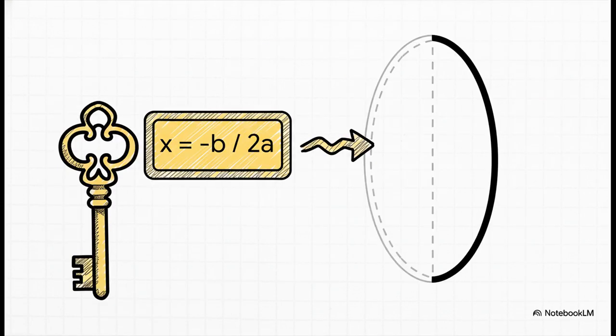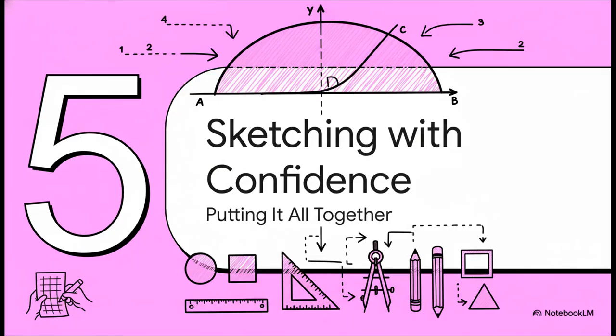And here it is. This little thing is the key that unlocks the whole graph. The equation for the axis of symmetry is x equals negative b divided by 2a. All you do is take the b and a values straight from your quadratic equation, plug them into this formula, and boom, it tells you the exact vertical line that acts as the parabola's spine. It's incredibly powerful. So let's put all these pieces together now. We're not just looking at a random equation anymore. We have a complete toolkit to actually sketch its graph and do it with confidence.